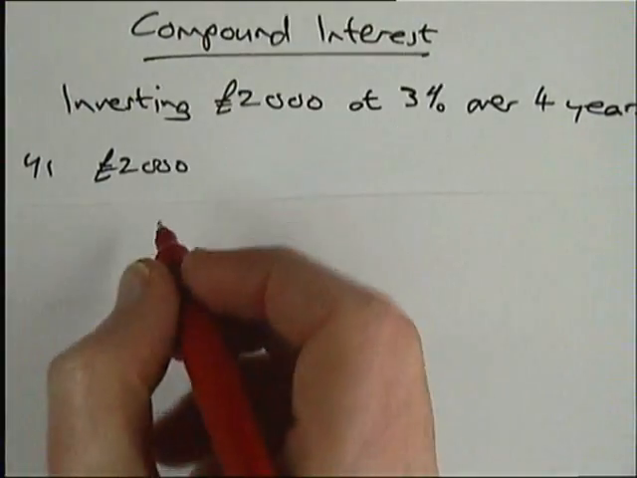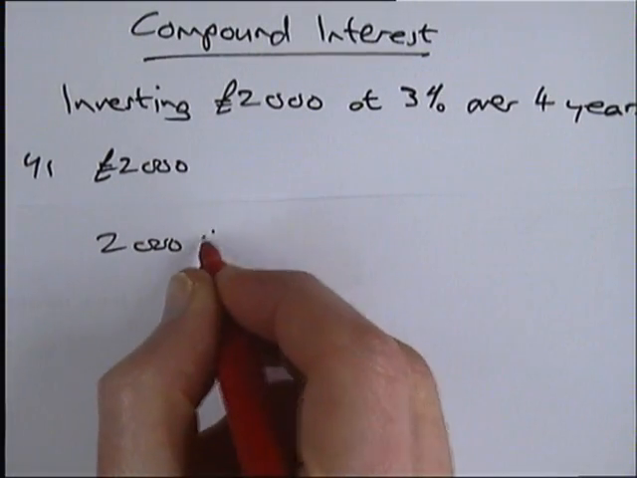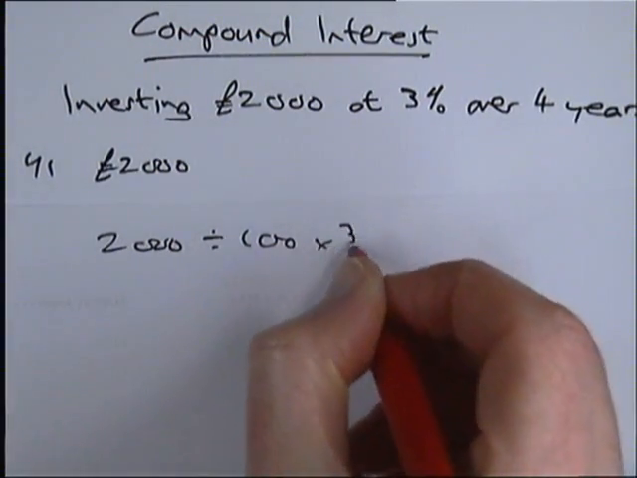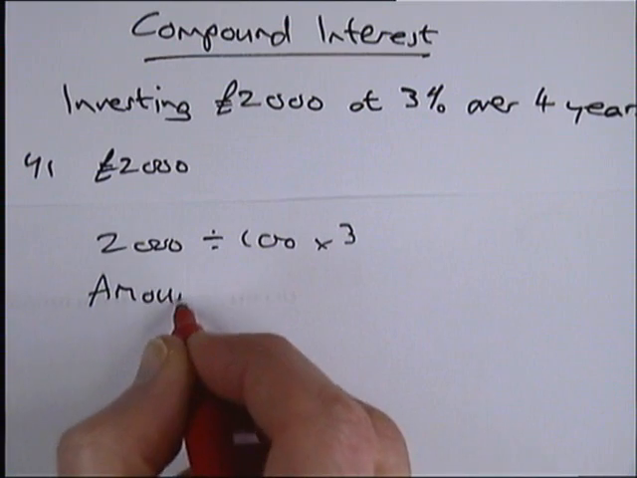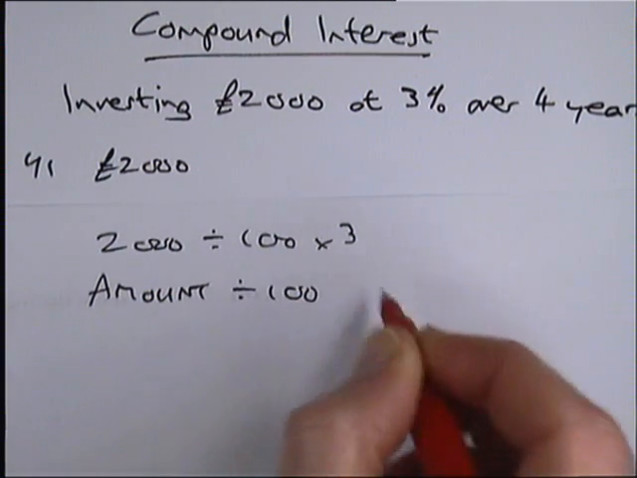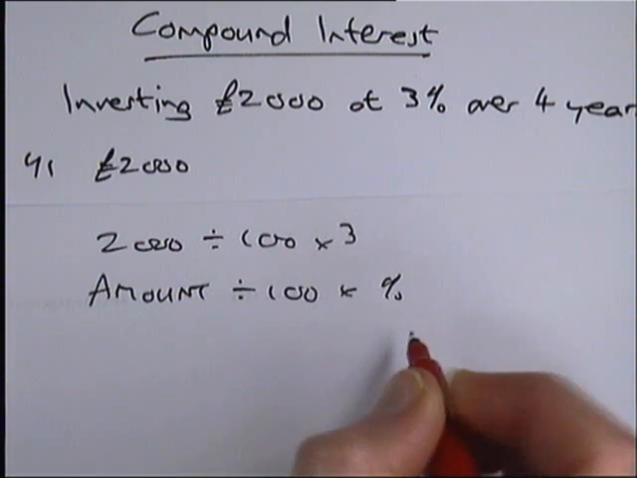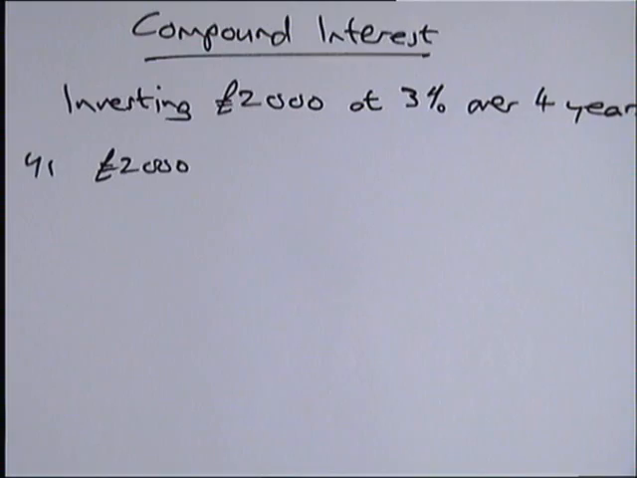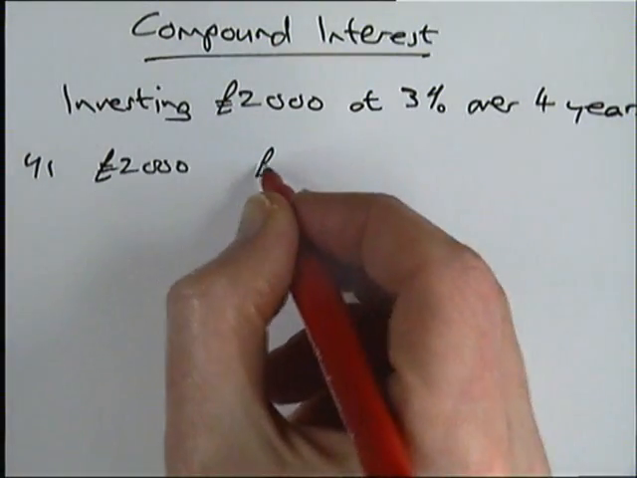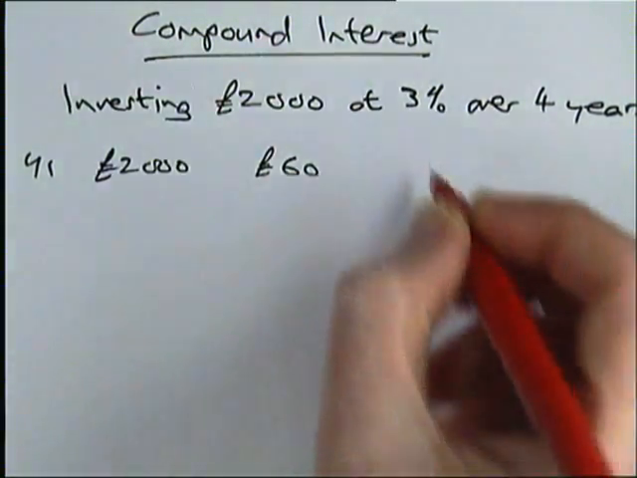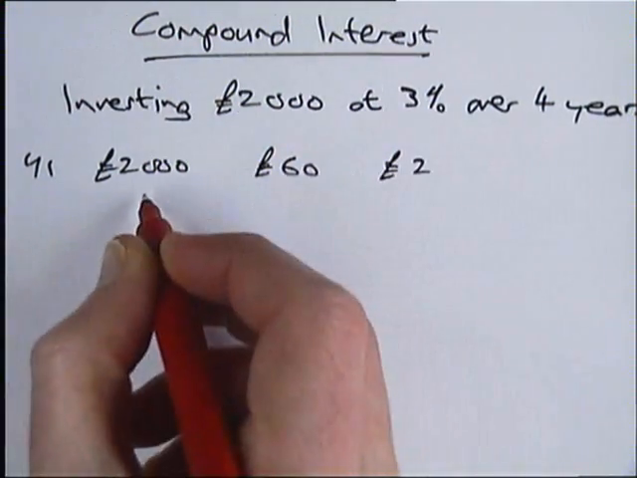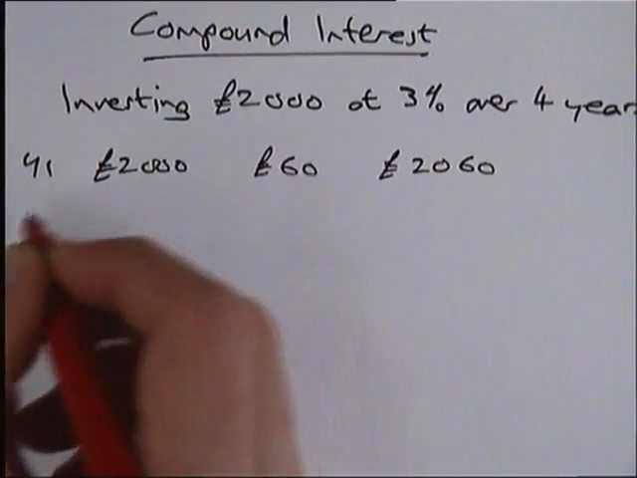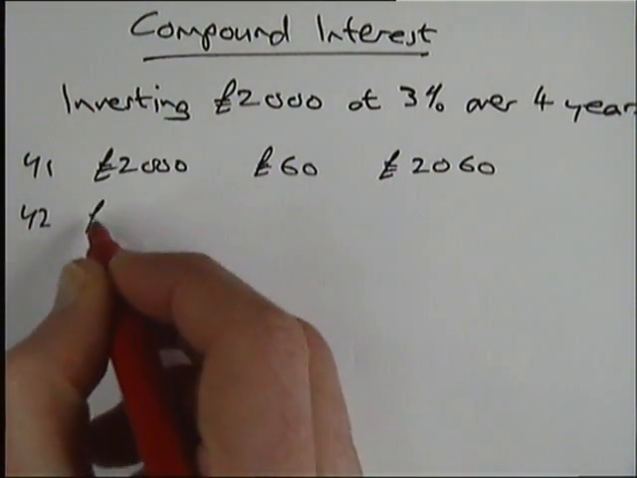To find 3% of that, I will do my amount divided by 100, which will give me what 1% is, and times by 3. So all the way through here, I'm going to be doing my amount divided by 100 times by my percentage number, and that percentage number will always be 3. If you work out what that interest is, it comes out to be £60. So at the end of year 1, we will have 2,000 plus 60, £2,060.